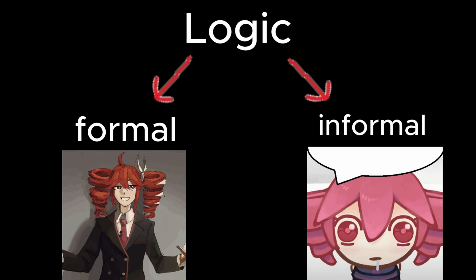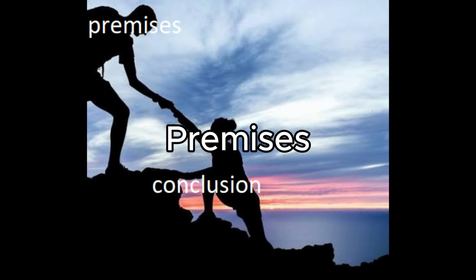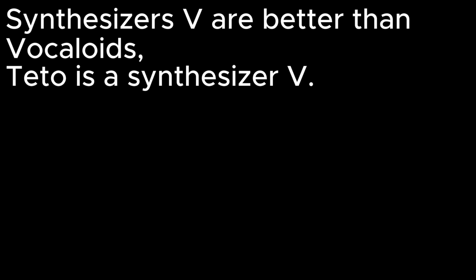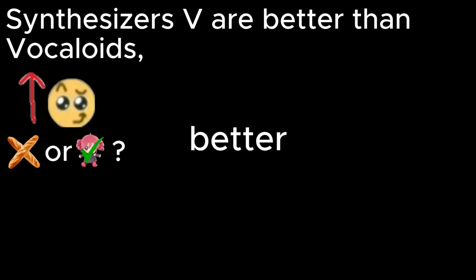Yeah, branches of logic are cool and all, but we should learn more about arguments before diving into them. Well, an argument is made of premises and conclusions, so we shall learn about them first. Premises supposedly support conclusions, and logic evaluates how well they support them. For example, "Synthesizer Vs are better than Vocaloids" and "Teto is a Synthesizer V" support the conclusion "Teto is better than Vocaloids," regardless of whether Synthesizer Vs are actually better than Vocaloids or not.